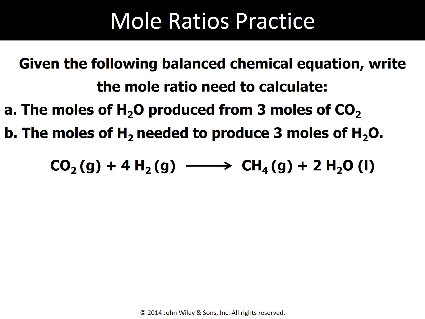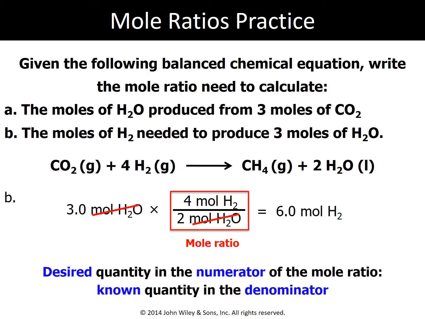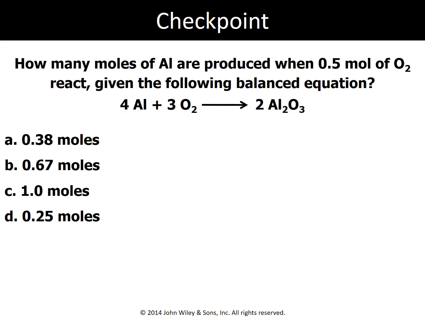Let's look at this one. Moles of hydrogen needed to produce 3 moles of water. Here we're going to start with a product and end up with a reactant, but the process is going to be the same. We have our 3 moles of water, which is given in the question, multiplied by our ratio with 2 moles of water being in the denominator. It's just multiplication, then divide by 2, giving us 6 moles of hydrogen. So it's basically looking at how we can scale the entirety of the ratio of our coefficients.